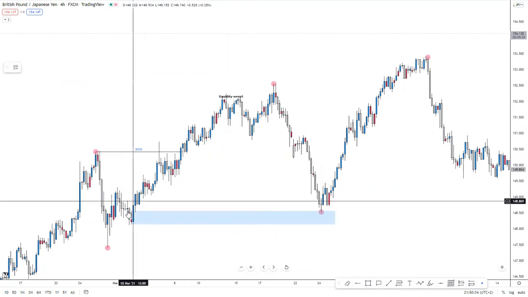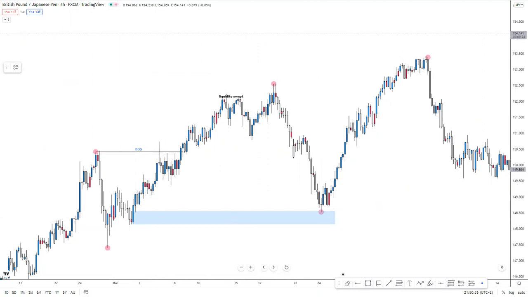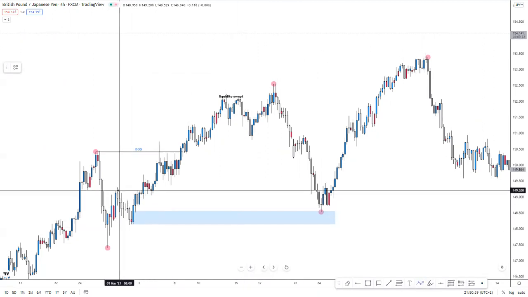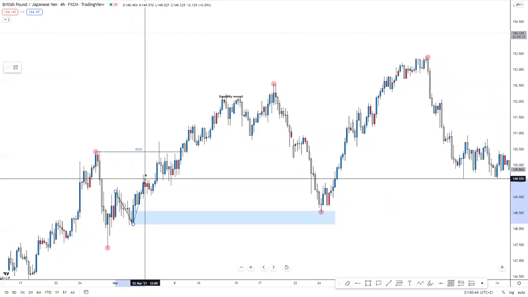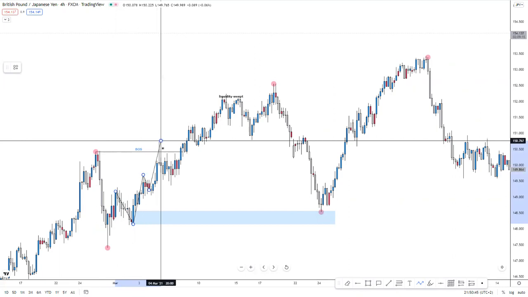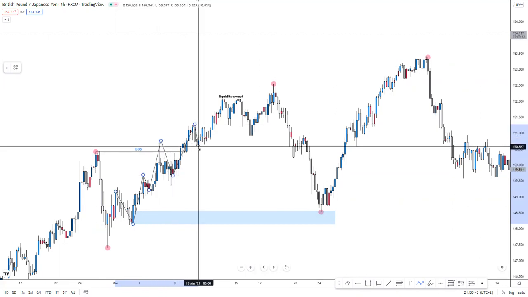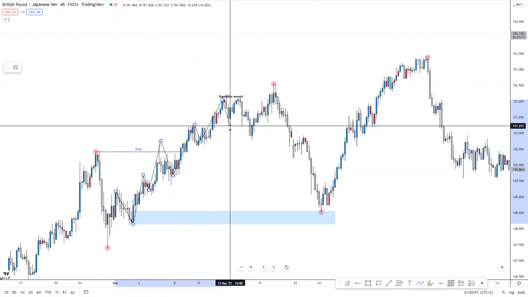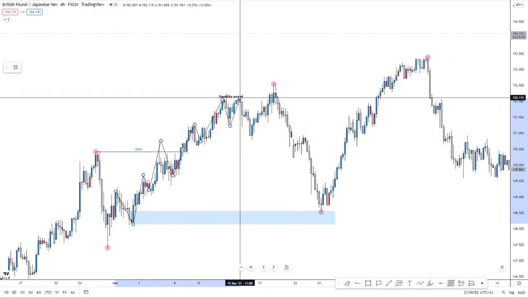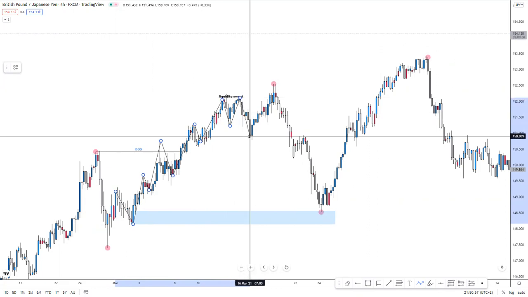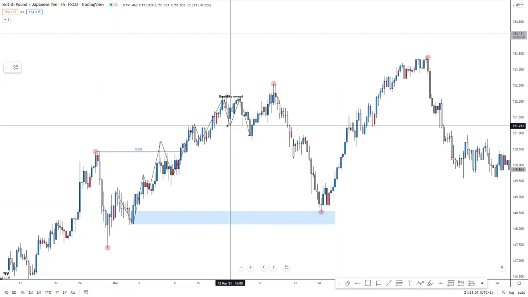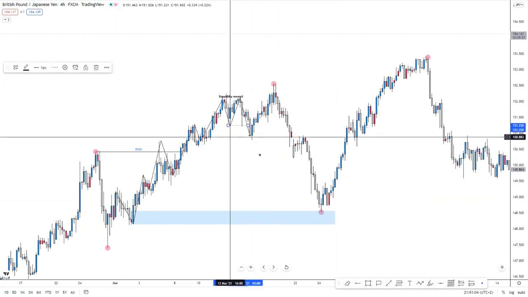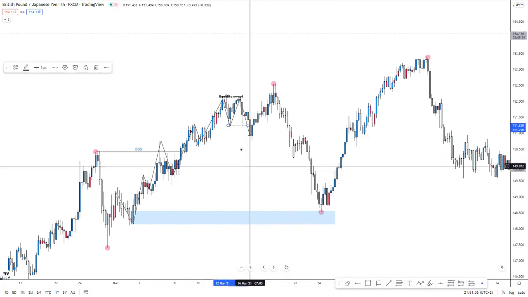right? Within this, you can see microstructure is clearly printing, microstructure. So high, low, higher high, higher low, higher high, higher low, higher high, higher low, higher high. Oh, not bad. Equal high, right? Break structure, right? Break structure on a lower time frame. But we're not worried about that. We swing trading, right? So we're just looking at the bigger picture.